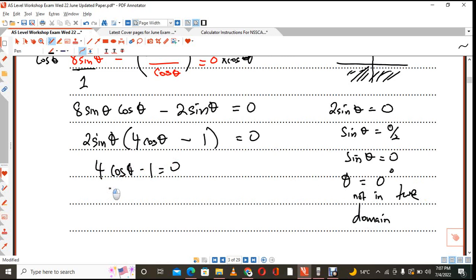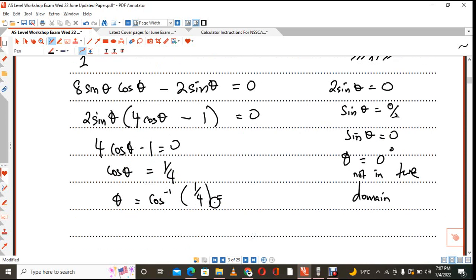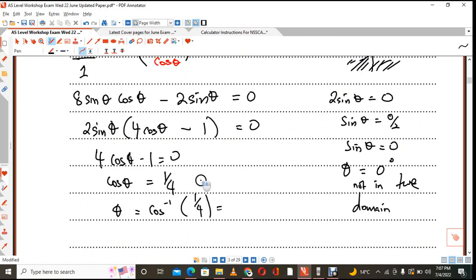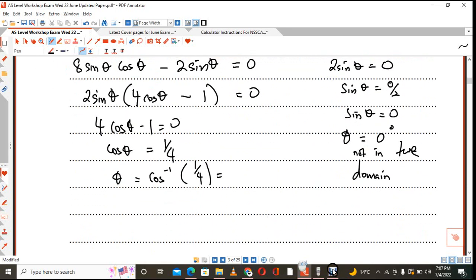So that means I've got cos theta equals 1/4. I hope you can follow. And then we need to find what the angle is. It's an acute basic angle. Cosine is positive in the first quadrant. Our answer should be between 0 and 180, so theta will be here. We won't accept the second quadrant, because there cosine is negative. So there's only one solution here.